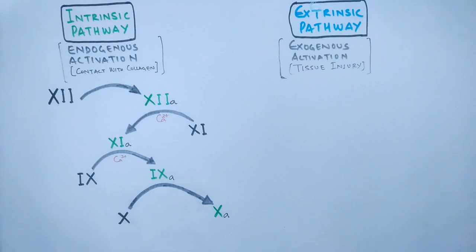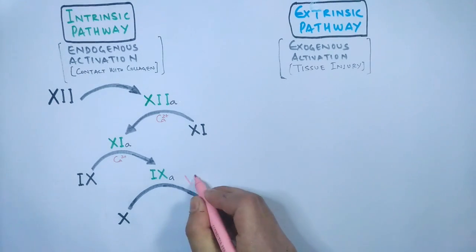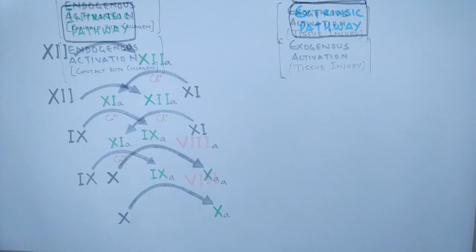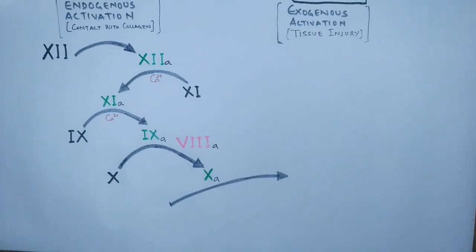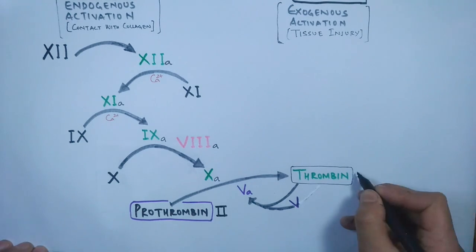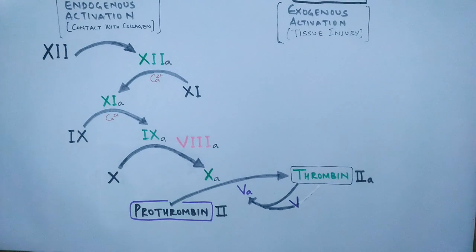So finally we have this factor X getting activated. But here the activation of factor X is also aided by the activated factor VIII. And where this factor VIII comes from and how it is activated will be seen later in this video. Now this activated factor X acts upon factor II, that is prothrombin, and converts it into thrombin, that is the active factor II. And also remember, this thrombin acts upon factor V and makes it active factor V, which in turn aids in the activation of thrombin in a forward loop. So we have now activated factor II, that is the thrombin.